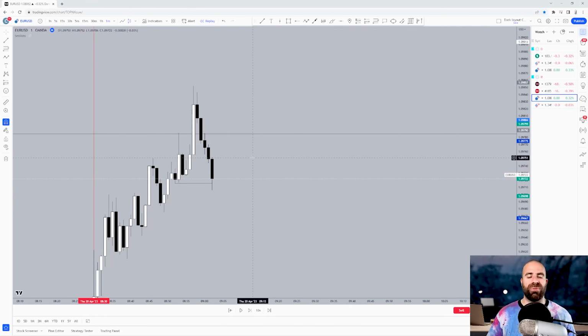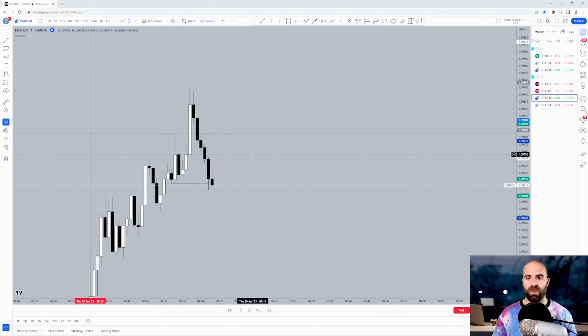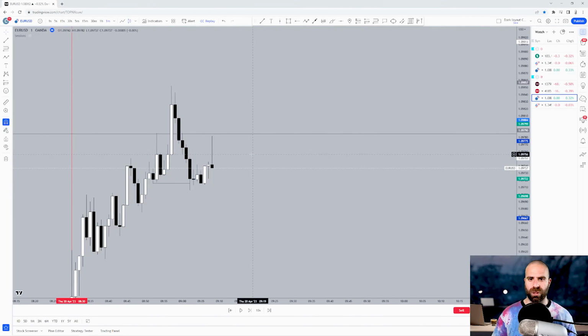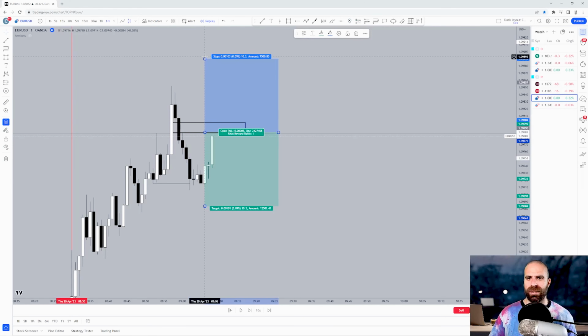Some people prefer wicks. I prefer a full body close below. Okay, let's see if we have a full body close below. We don't, but if you're using wicks, it will also work. Okay, so here you go. This is your FVG. Your fair value gap is exactly right here. This one, I would not go ahead and identify this one that low. So this is your FVG, and this is your trade exactly right here.